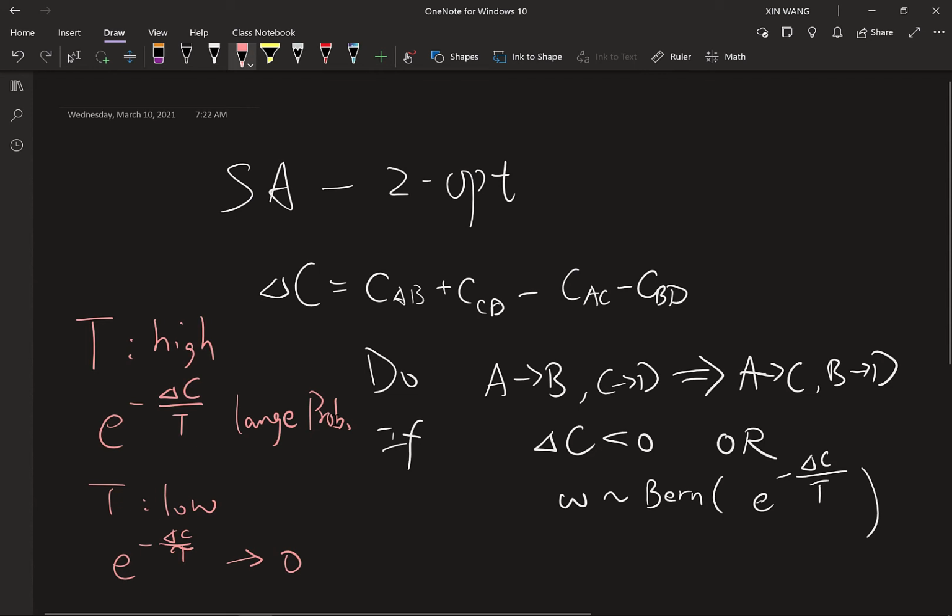In particular, we typically update our temperature based on a constant factor. Every time we do one step or one swap operation, we adjust our temperature and gradually reduce it by a factor alpha.